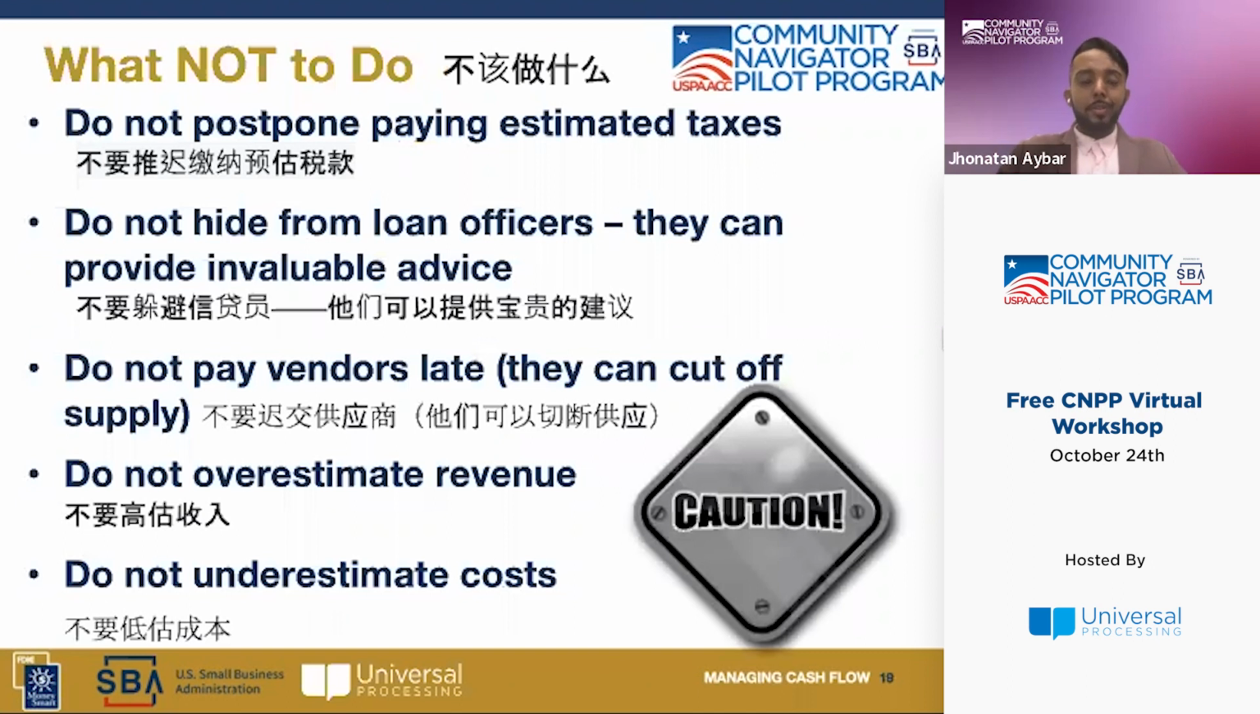So what not to do? What is not advised for Bob to do? Do not postpone paying estimated taxes. Do not hide from loan officers. They can provide invaluable advice. Do not pay vendors late. They can cut off supply. You do not want to do that, and you also don't want to ruin your credit.